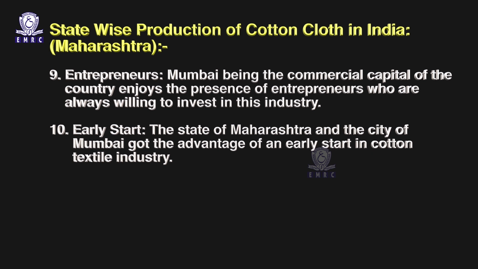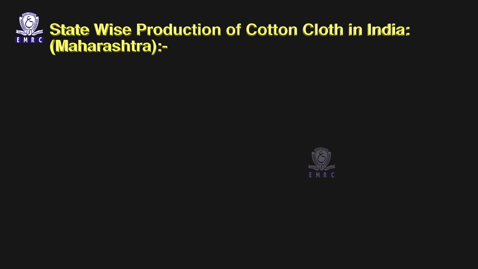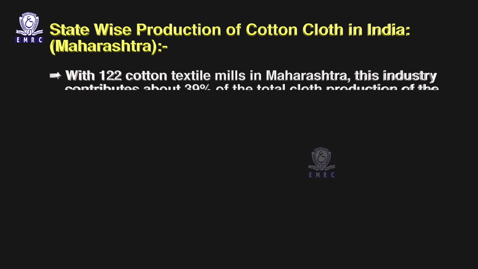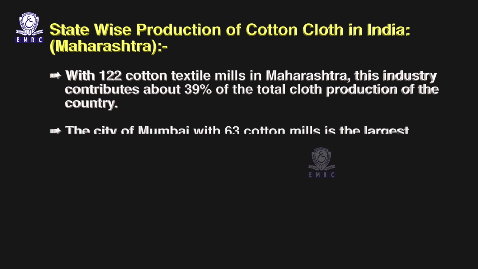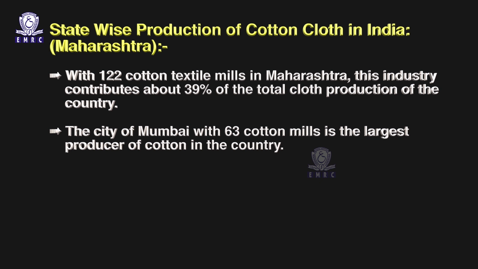The state of Maharashtra and the city of Mumbai got the advantage of an early start in the cotton textile industry. With 122 cotton textile mills in Maharashtra, this industry contributes about 39% of the total cloth production of the country. The city of Mumbai, with 63 cotton mills, is the largest producer of cotton in the country. The bulk production is in the form of light textured cloth, long cloth, shirting, domestics, sheets, dhotis and colored clothes. Due to the high concentration of cotton mills, Mumbai is called the Cottonopolis of India.